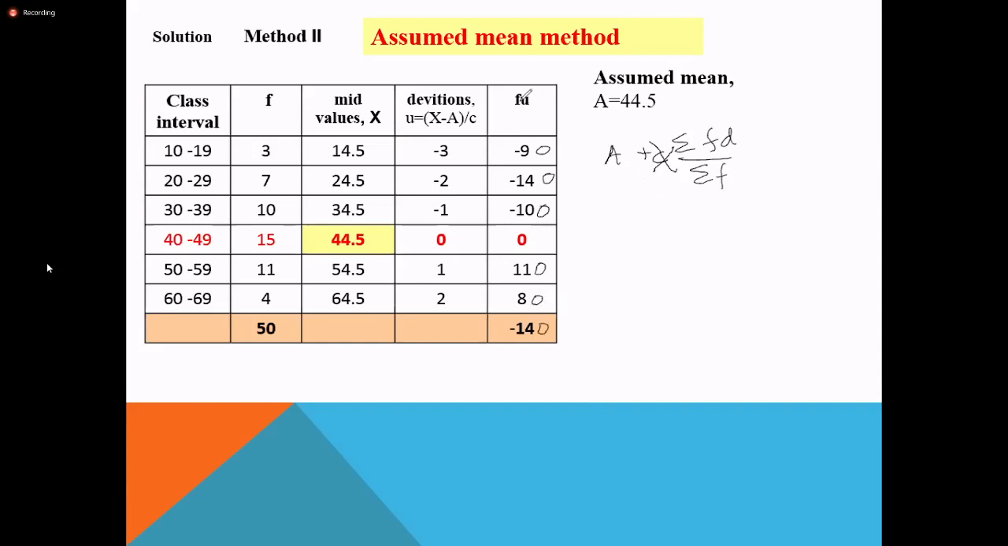If you here use the D value without dividing, then you will get minus 140 as the total of the deviation, then divide by 50 plus 44.5. Then the same value is taken without dividing by tens.